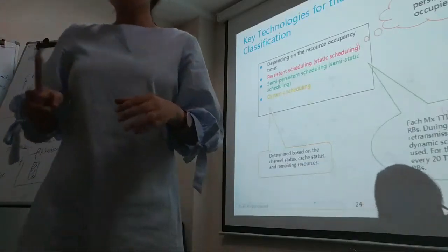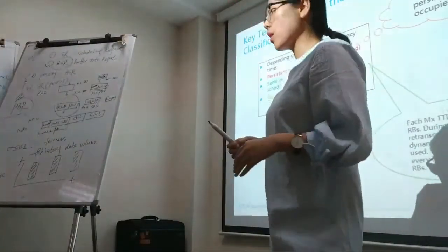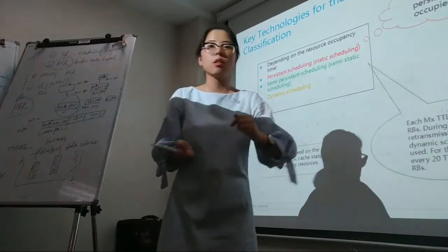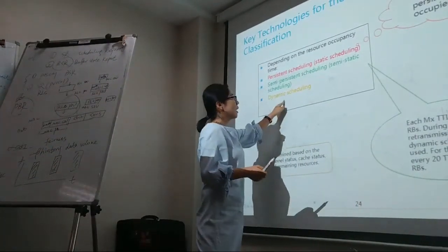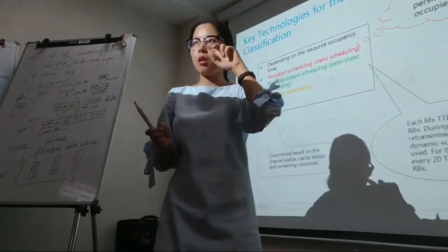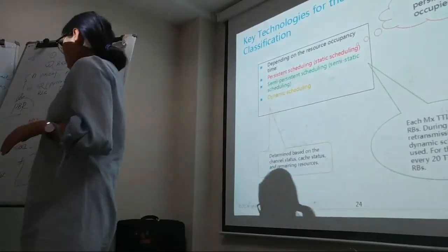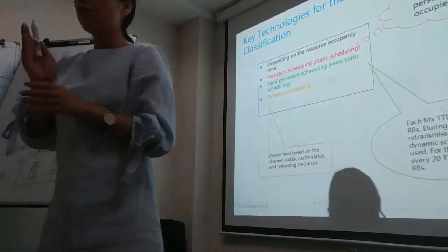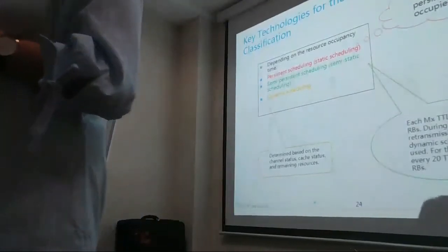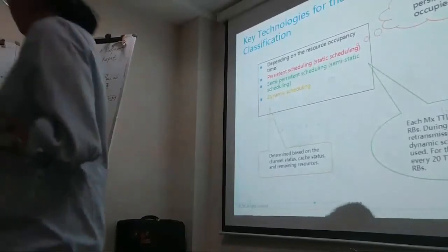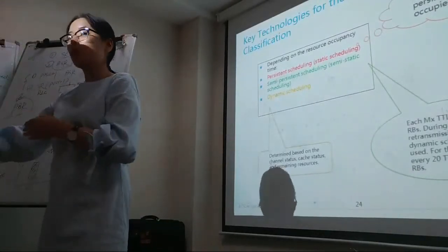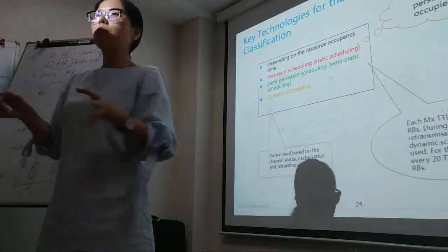So for the data service, there is no period, right? So we cannot use it. So we use dynamic scheduling. That means once I have a packet arrived, I need to ask for the resource. Every time I need to send one SR, I need to send the request. So every time I need.